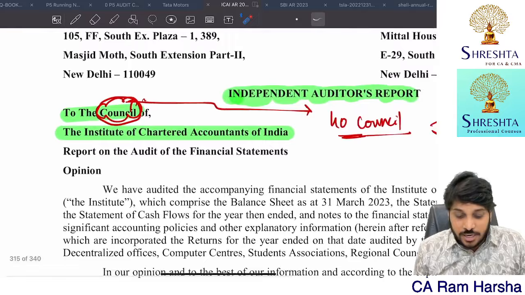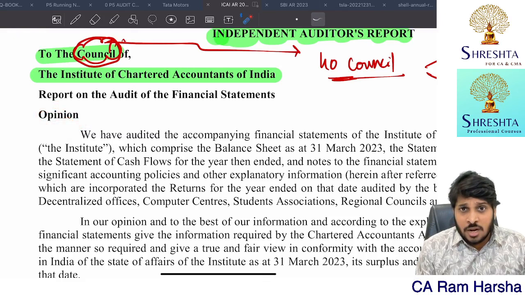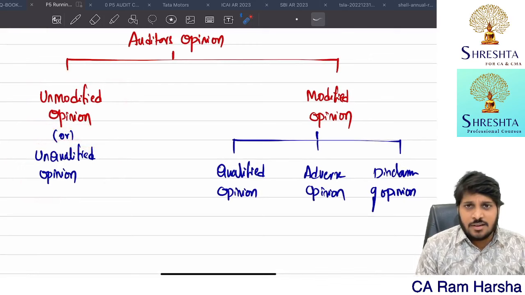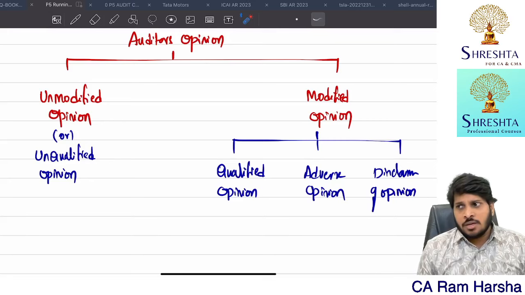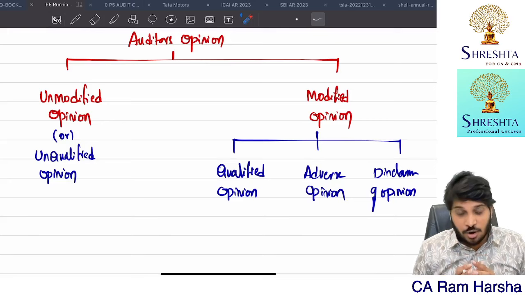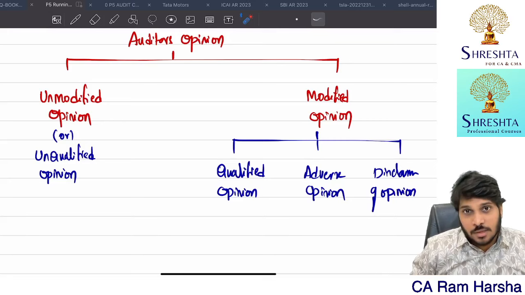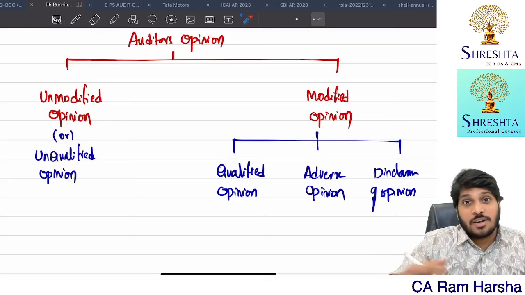They didn't tell which opinion it is. Like, is it positive or negative, nothing they told, sir. If nothing is mentioned, it's a positive opinion. If nothing is mentioned, it's an unmodified opinion. It's an unqualified opinion. Be able to understand. Unqualified means what? Qualified means something is wrong. In legal terminology, the word qualified is used to point out some mistake. When something goes wrong, we use the word qualified.